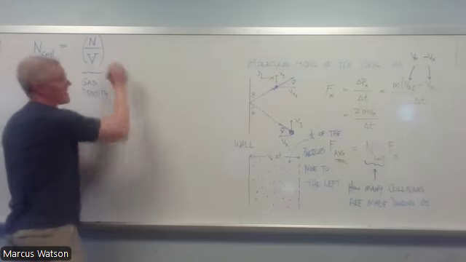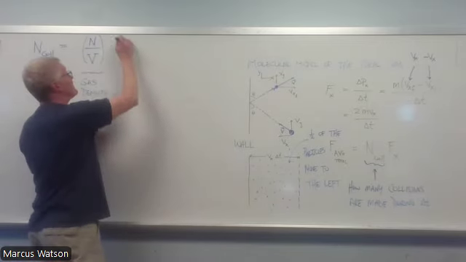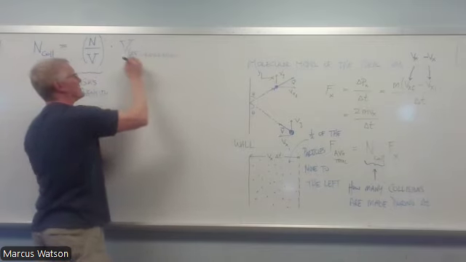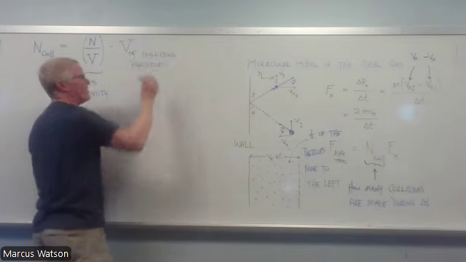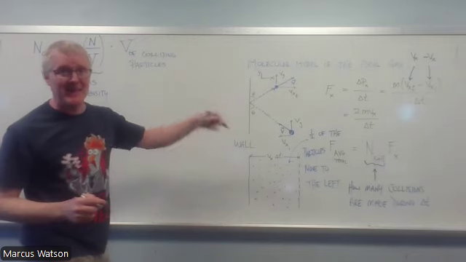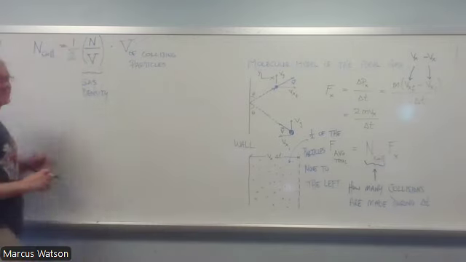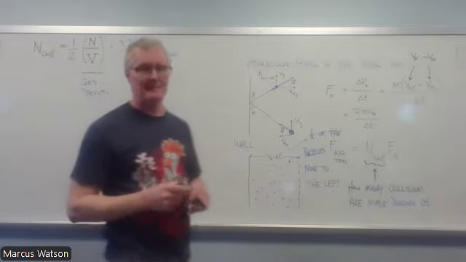Now I'm going to multiply by this volume right here, and I'm just going to call that the volume of colliding particles. Right? And then I need to take that and multiply by half. So I'm going to throw the half out in front here, and I'm going to have that.